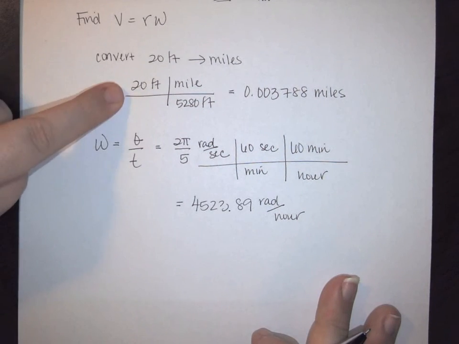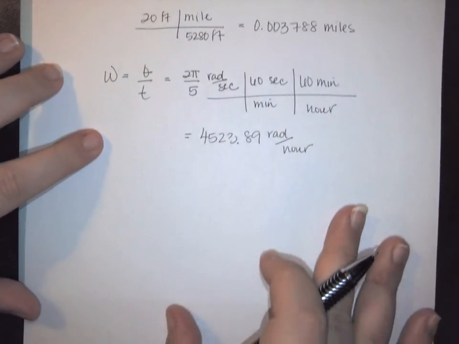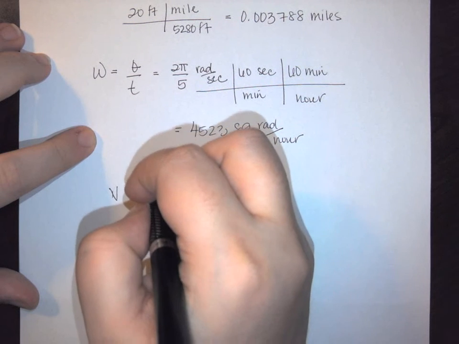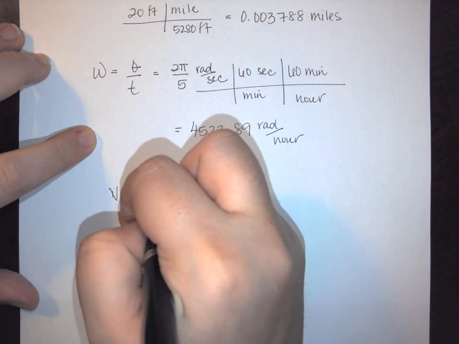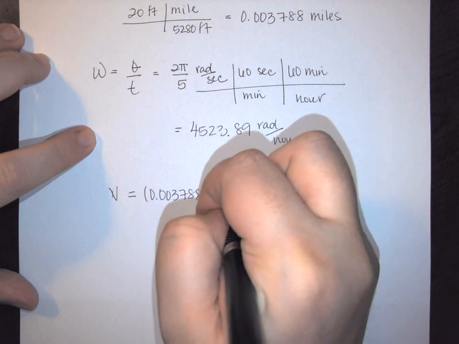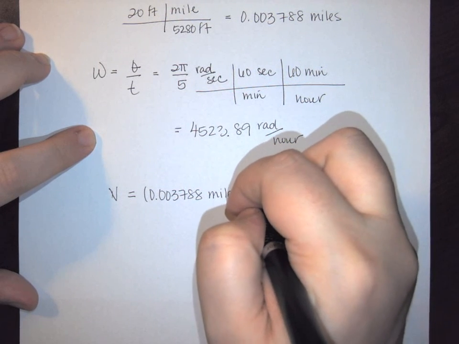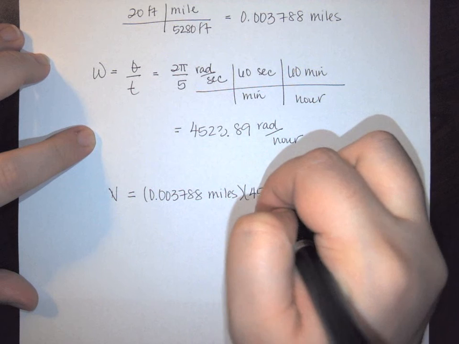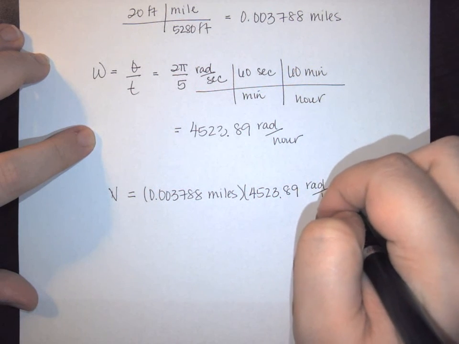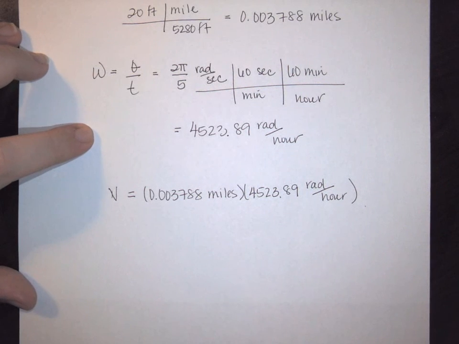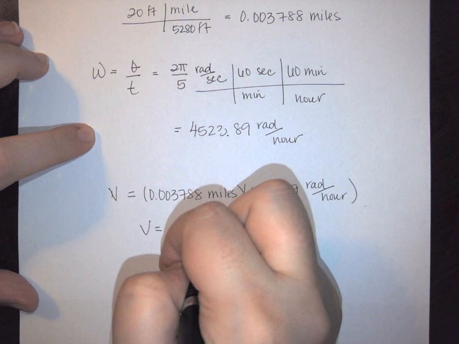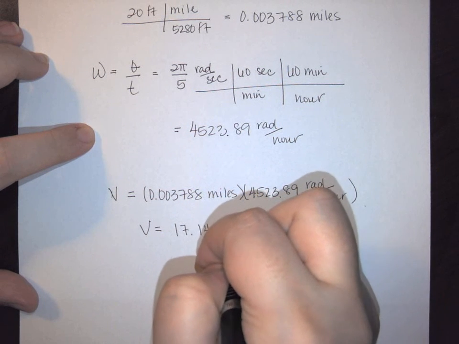Now that we have our radius and we have our angular speed, we can calculate our linear speed. So your linear speed is going to be your miles, 0.003788 miles, times 4523.89 radians per hour. So in this case, we end up with 17.14 miles per hour.